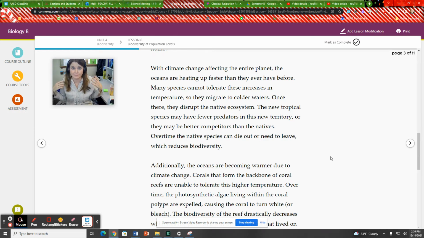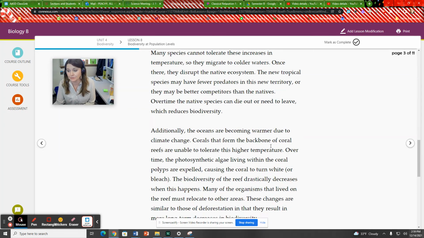The algae are autotrophs, so they can provide food for the coral. And so coral reefs are dying. And they're dying because of climate change, which we know has been impacted by human activities as well.